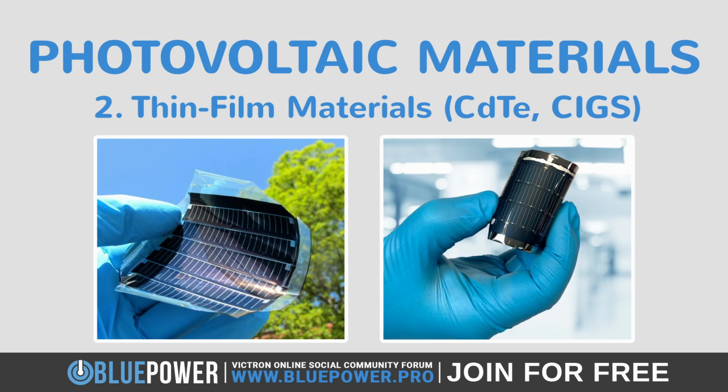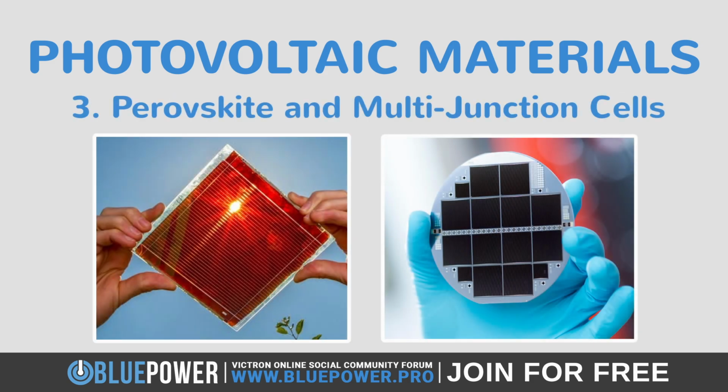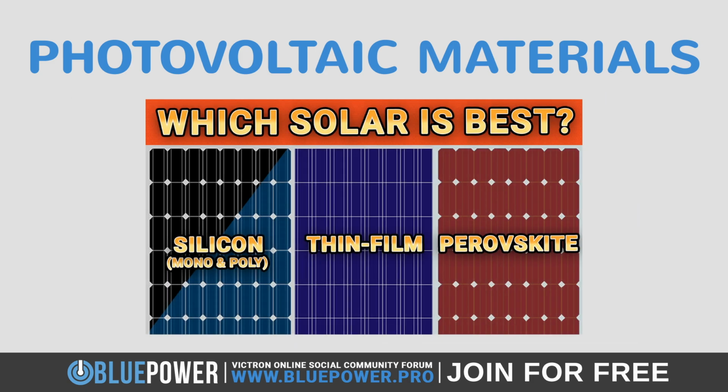While they offer lower efficiency compared to silicon, they are also less expensive and more flexible, allowing for a wider range of applications. Then there are perovskite and multi-junction cells. These advanced materials have shown potential for high efficiency, but are still under research and development. Make sure to check out this video for more information on these solar cell materials with an in-depth look at the pros and cons of each technology.